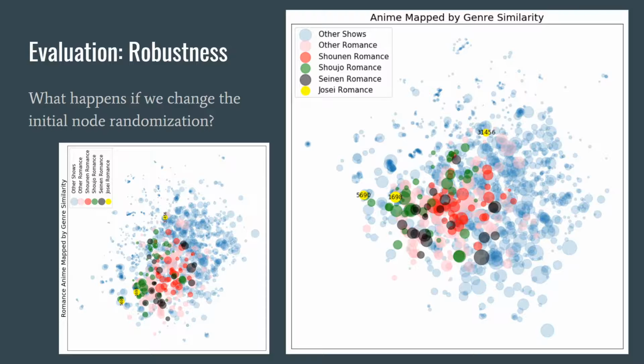Now, if we want to evaluate the mapping, some things we can look at are how robust it is and how accurate it is. So for robustness, we can take a look at what happens if we change the initial node randomization. Does the mapping look very different? And it turns out that it doesn't look that different, because we can take a rotation of the original map and arrive at something quite similar to the new one.